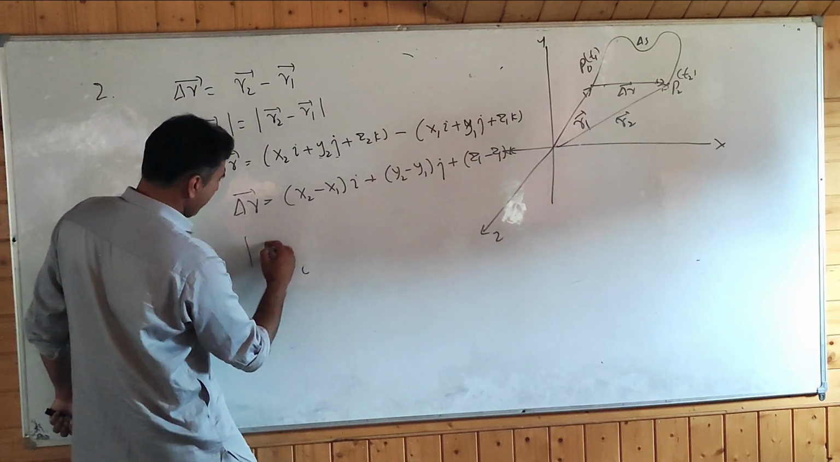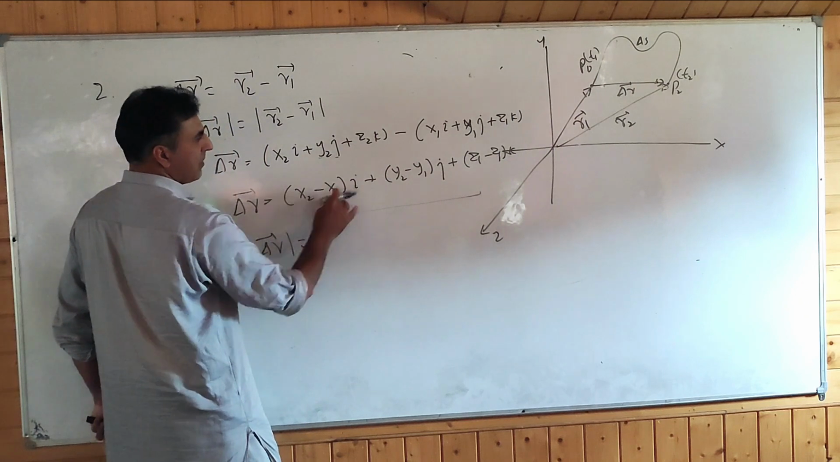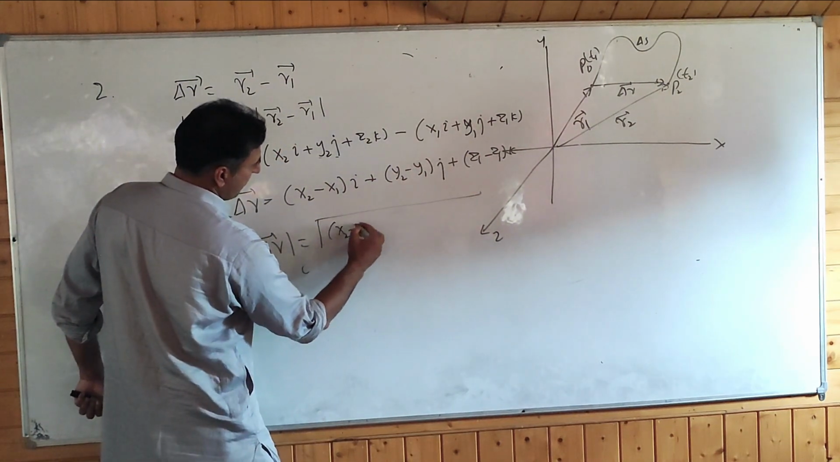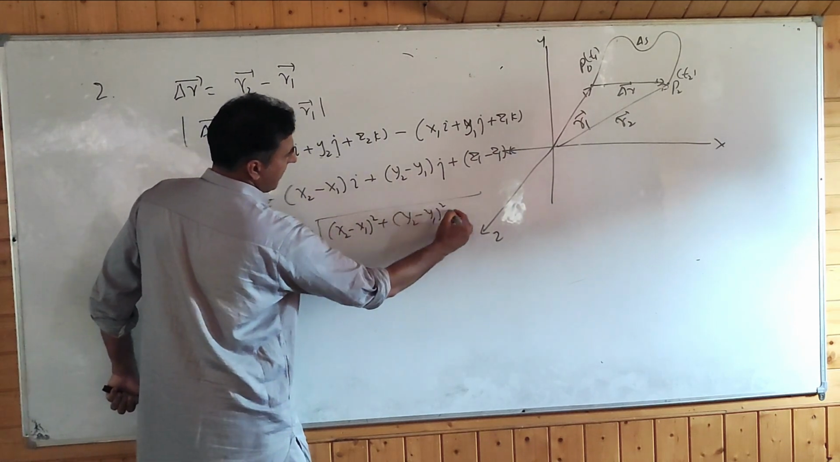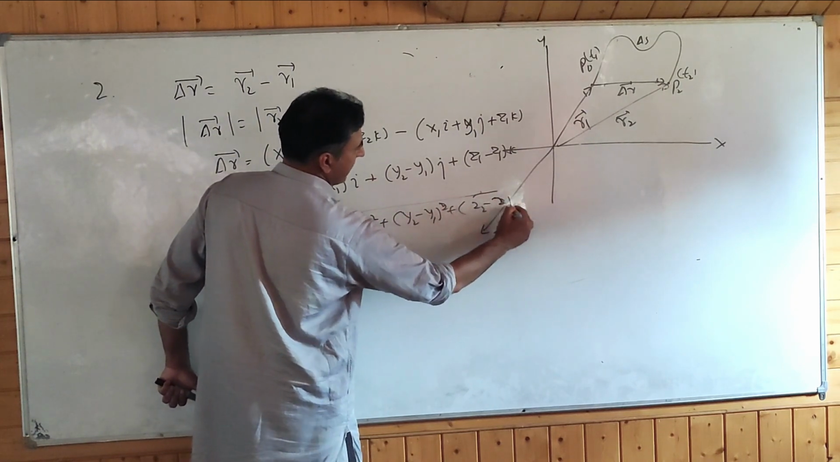What's the magnitude of delta R? By usual vector methods, square of this plus square of this plus square of this, that is x2 minus x1 square plus y2 minus y1 square plus z2 minus z1 square, all under root.